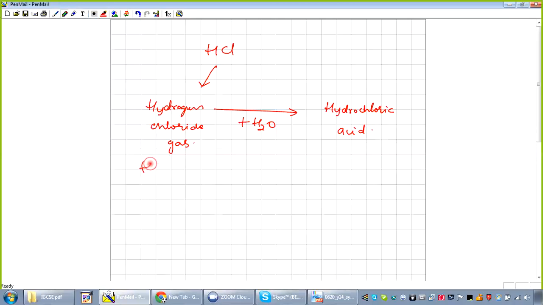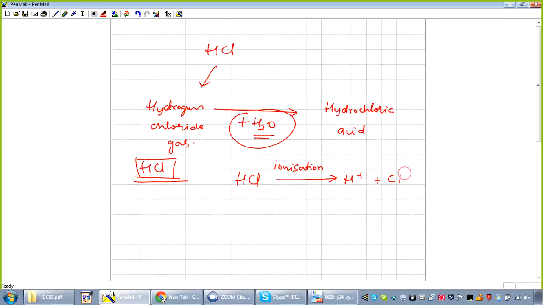Now, when this HCl is in the form of a gas, it does not exhibit any acidic properties. The reason is that there is no water when it is pure hydrogen chloride gas. So it is not going to turn blue litmus paper red. Only when you dissolve it in water, this HCl is going to separate out. We call this process ionization. Afterwards, I'm going to come to the difference between dissociation and ionization also.